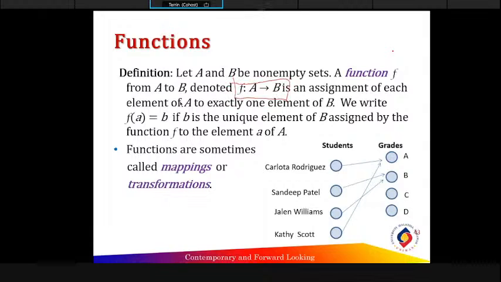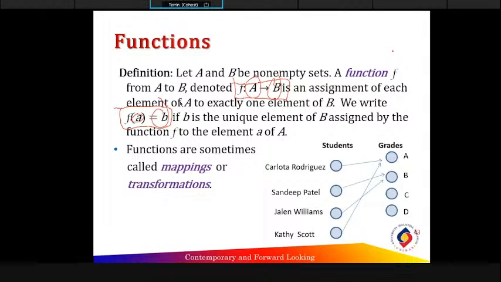F maps from set A to set B. But when we're looking at value-wise, that means the individual elements, then we use that function. Now we bring in a calculus or an algebra form here to say that f(a), whatever element a, will give you the value b. That value is just basically the element in set B.